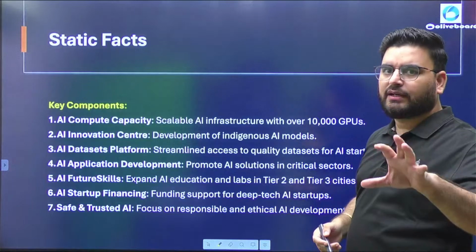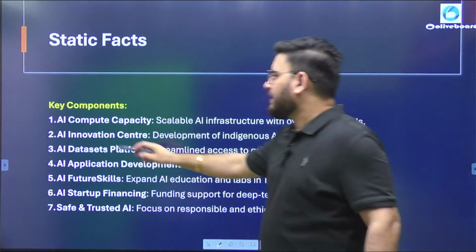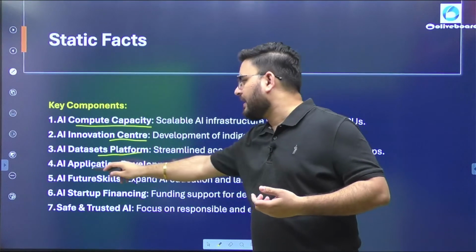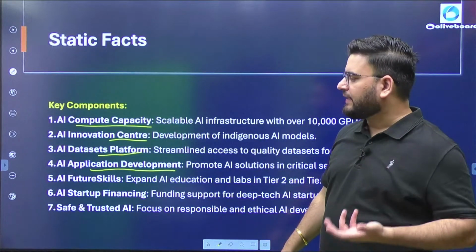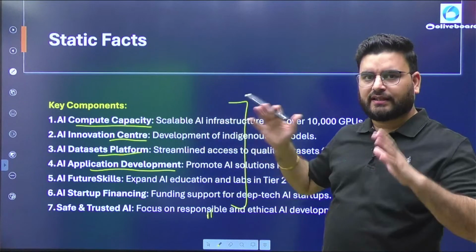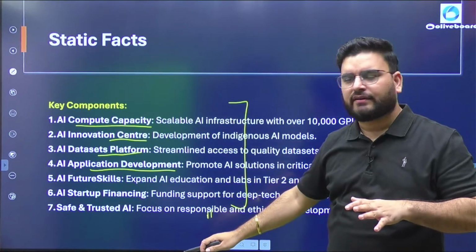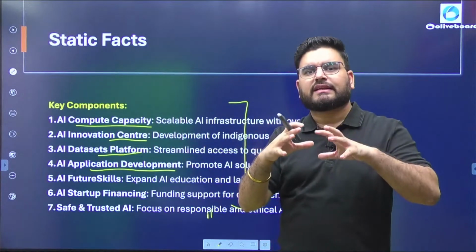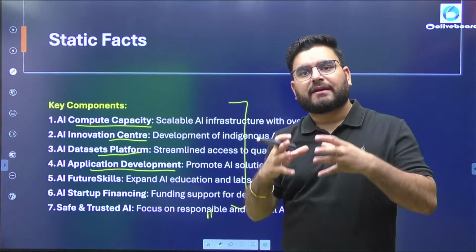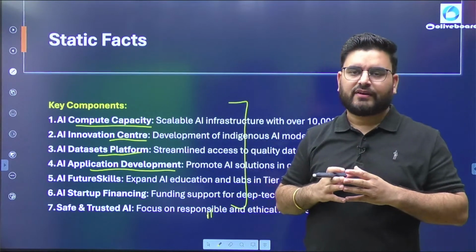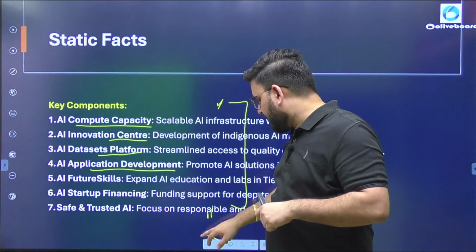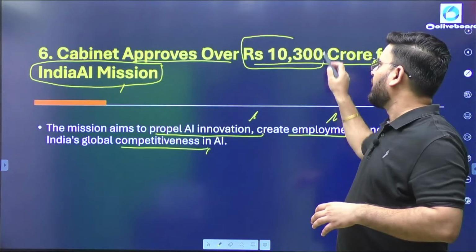There are several key components you have to remember for this: AI compute capacity, AI innovation center, AI datasets platform, AI application development, future skills, startup financing, and safe and trusted AI. These are the key components of India's AI mission. You don't have to remember each and every one, right? Just remember that we have to increase the overall capacity for artificial intelligence, and we have to make people trained in AI. So what you have to remember, just remember this particular amount as of now.